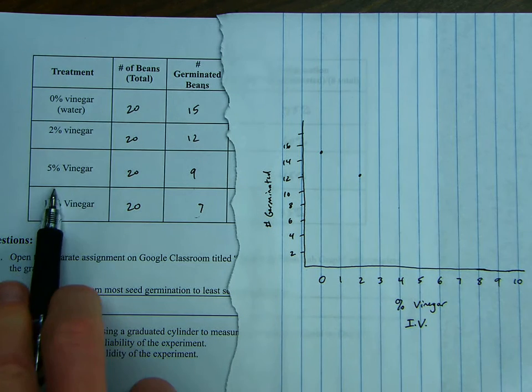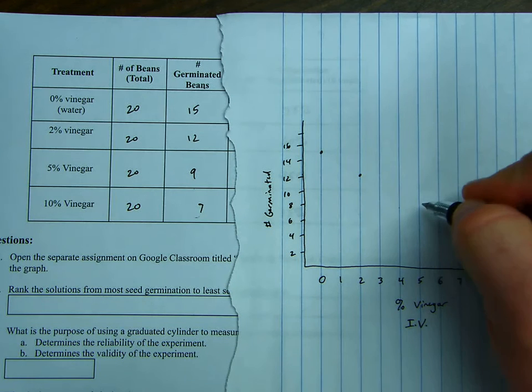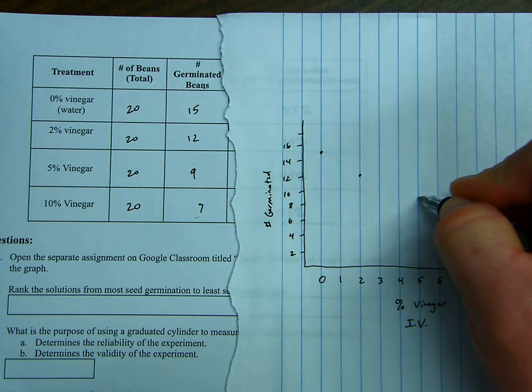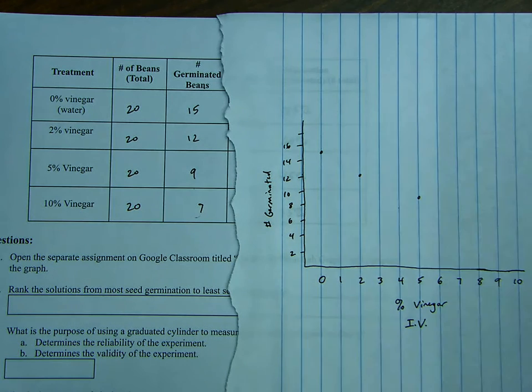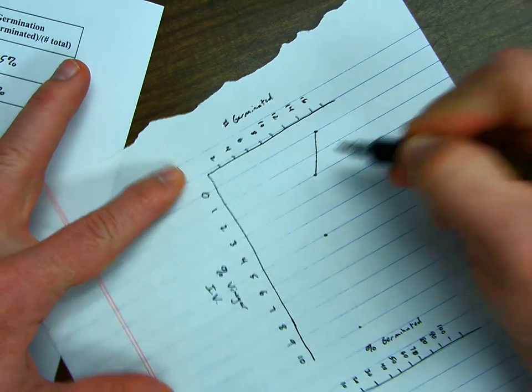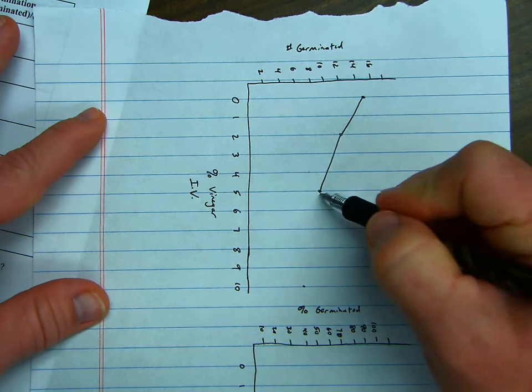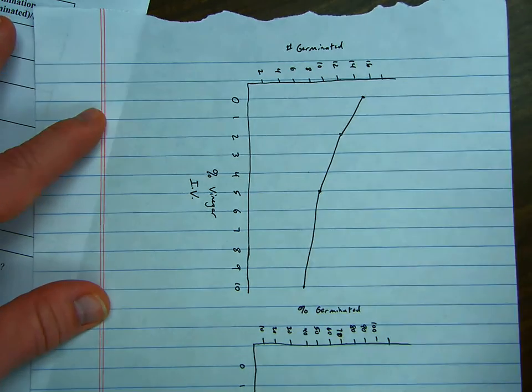Okay, same thing with 5% vinegar. Now I'd go to 9. So 5 all the way up to 9. Okay, then the last one, I have 10% vinegar. I have 7 germinated beans. So I go from 10 all the way up to 7. Okay, now at this point, all you need to do is connect the dots. Okay, so basically, straight line from there to there, straight line from there to there, and then a straight line from there to the last one.